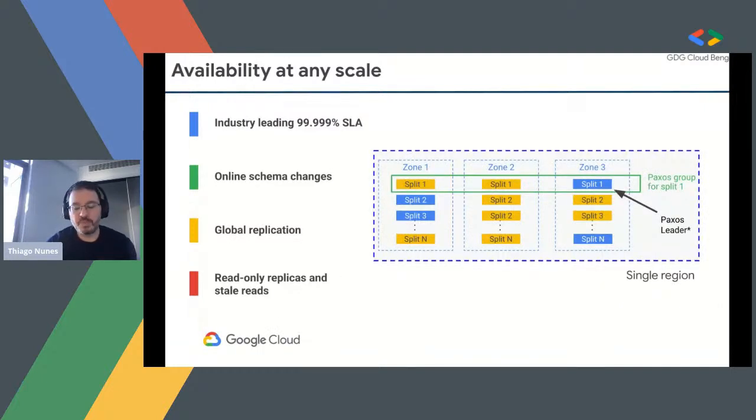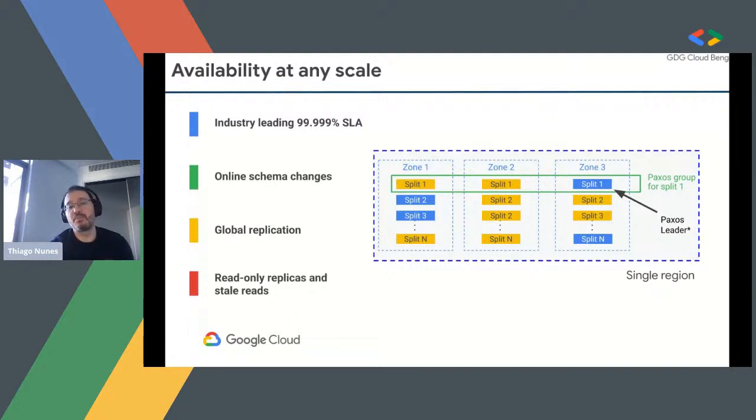Next, we have Spanner's availability. Spanner offers 5 nines of availability, which is a very, very high availability. If you like to think in negatives, that's under 30 seconds of downtime per month, right? And here on the right, we have a picture of how we can achieve that.